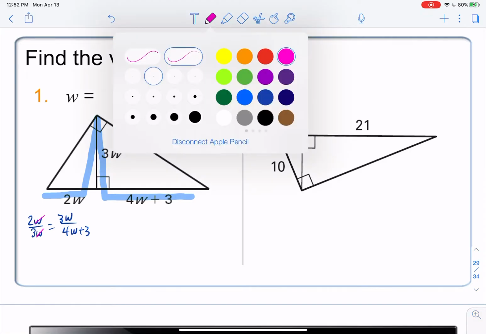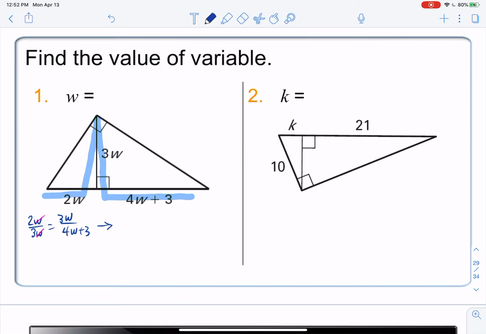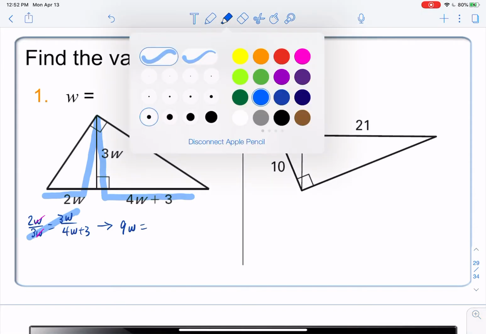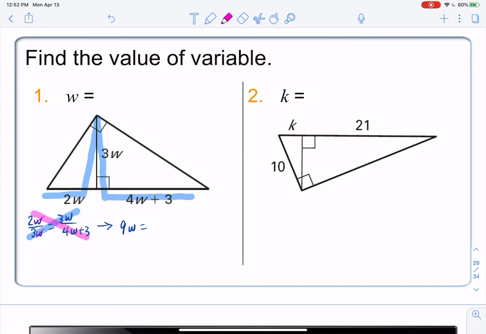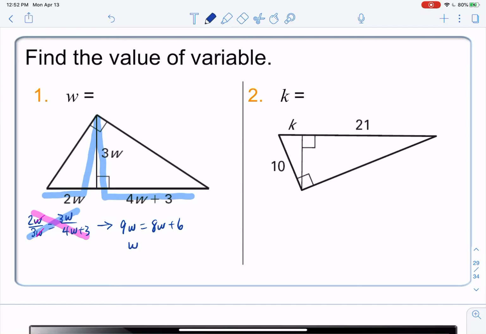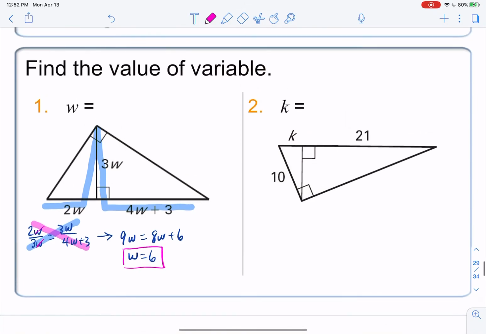And now I'm going to cross multiply. And when I cross multiply, one of these cross products is going to be 3w times 3, 9w, is equal to, on the other cross product, I get 2 times 4w plus 3. Make sure you distribute that. That is 8w plus 6. Subtract over your 8w's, and you get w is equal to 6. And it's pretty much done. Did you get it right? I hope you did. All right, let's look over here at example 2.